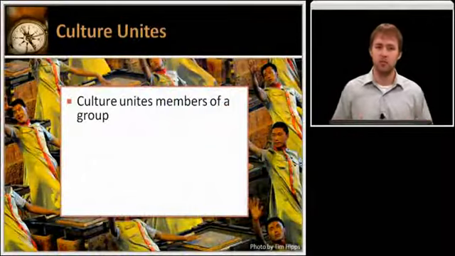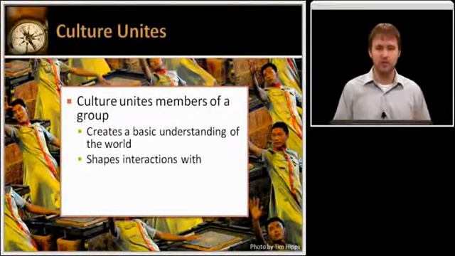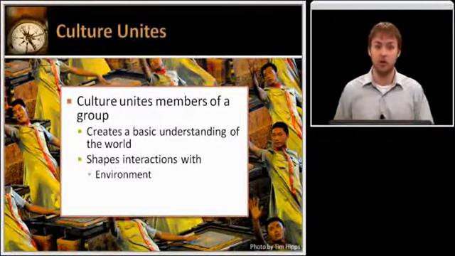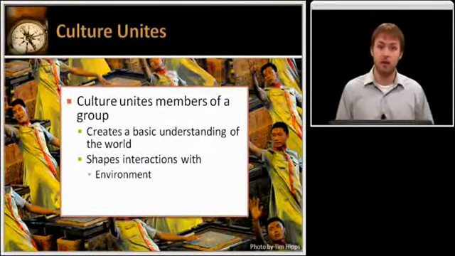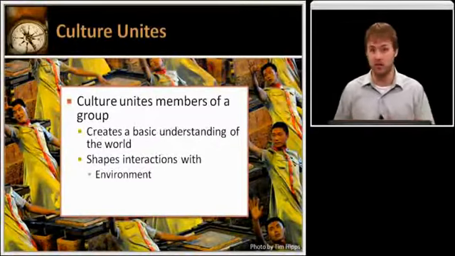Now, culture is a uniting force. It unites members of a group, and it creates a basic shared understanding of the world. And it shapes interactions with the environment, first of all. Again, back to the example of food production. How is food produced in a certain culture? Is it harvested from the earth? Is it produced through agriculture? Or is it primarily produced through hunting and gathering? So that shapes how members of that group interact with the environment.